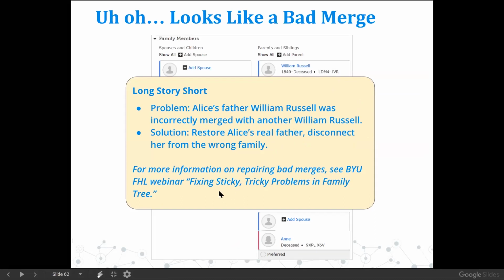So for information, again, the scope of this webinar is not to walk through repairing bad merges, but there's another webinar for that, fixing sticky, tricky problems in Family Tree. So if you're interested in a very detailed examination of how to do this, I would refer you to this webinar.